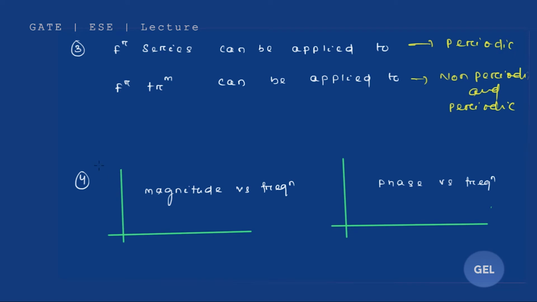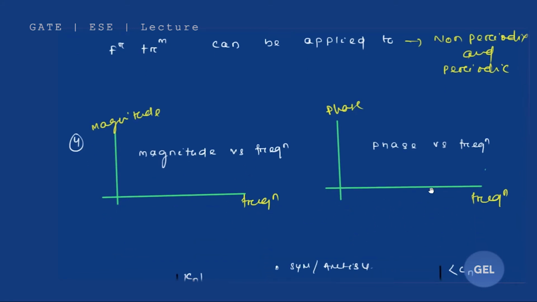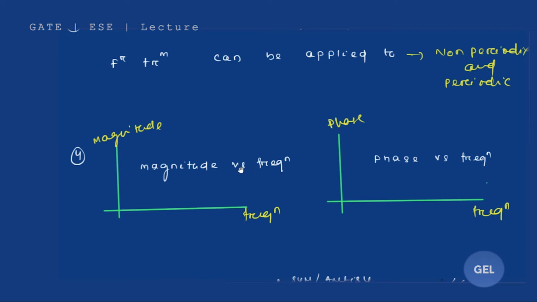Now the method of representing any signal in frequency domain can be dependent on either magnitude versus frequency graph or phase versus frequency graph. Clear? So all these things are in frequency domain, and this entire thing will be included in a frequency spectrum. Mostly this is called as magnitude spectrum, and this will be called as phase spectrum. Okay, so the method of representation can be divided in these two ways.